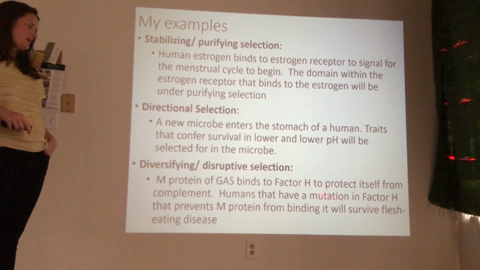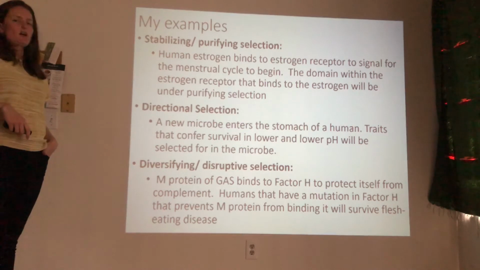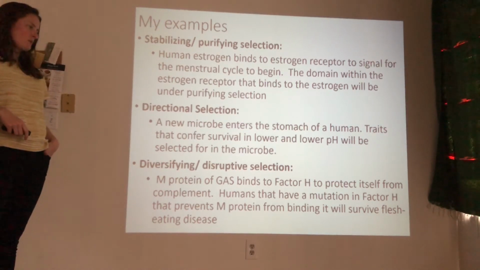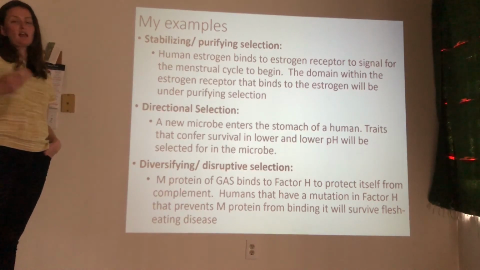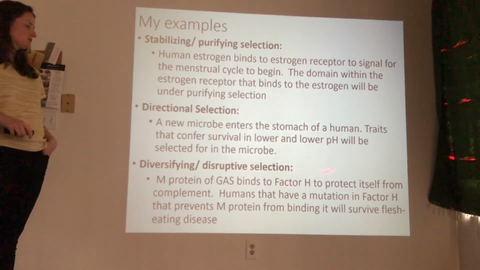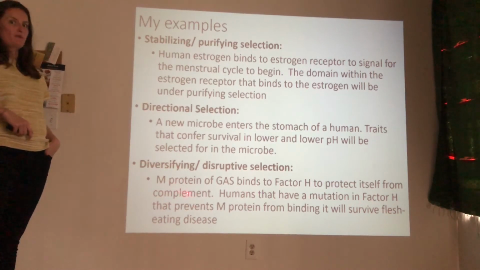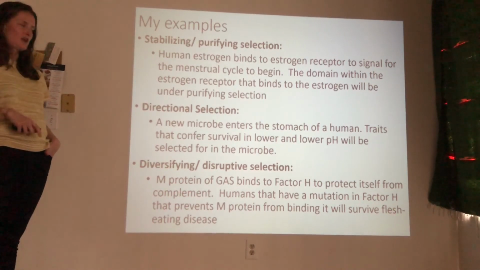for example, we know that one of the most adverse effects that this bacteria can have is flesh-eating disease. So if this was a long time ago in a situation where we didn't have a lot of medical resources, the humans that encoded for a factor H that could not bind M protein would likely be selected for and have a survival advantage, right? And so again, this isn't moving in any particular direction except away from the ability to bind to M protein, right?